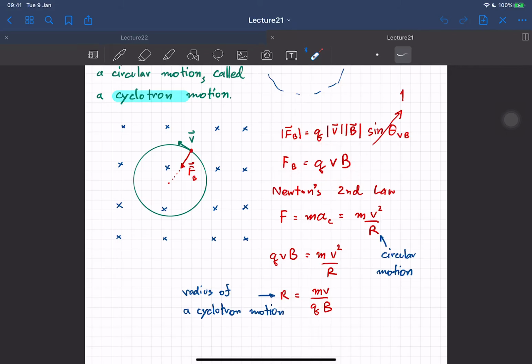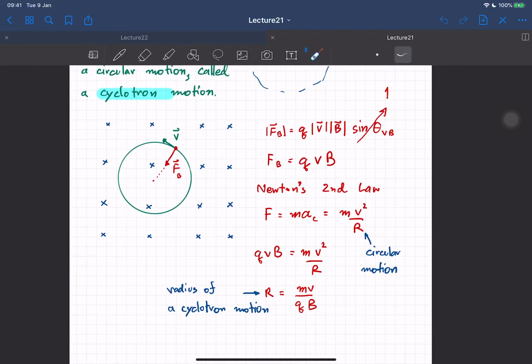And it's going around in a circle, so it has to obey Newton's second law, where the acceleration is given by v squared over r. So you say qvB equals mv squared over r, and you can get the radius of the cyclotron motion this way. You can see that the radius depends on how heavy the particle is, m, how fast it's moving, that's v, and also the charge and the magnetic field strength.